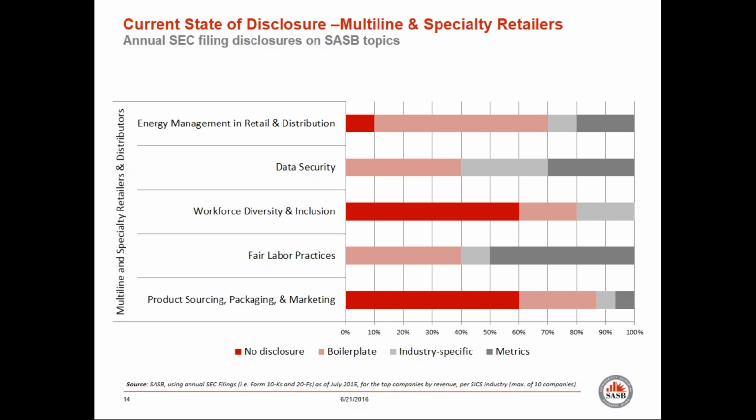So zooming into one industry, here I have the multi-line and specialty retailers and distributors industry, and we have 5 topics in this sector. You'll see that disclosure quality varies by topic. So for 3 of our topics, companies are reporting metrics. Energy disclosure in the top column is a fairly common metric that companies track, especially in the retail industry.